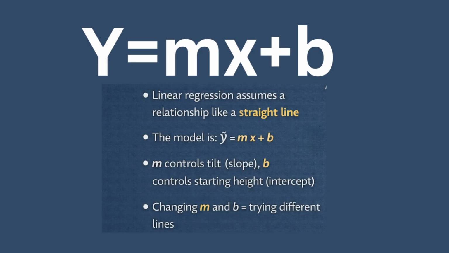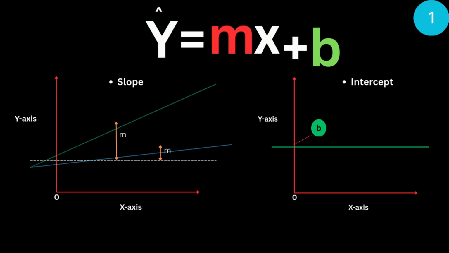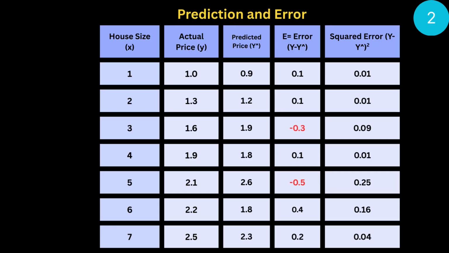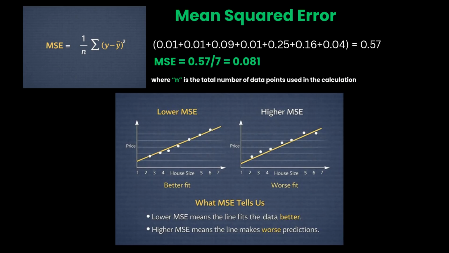This started with a simple equation. Y equals mx plus b. And look where we ended up. Here's everything we've learned in this video. 1. The foundation. We understood what a straight line really means. Slope controls tilt. Intercept controls vertical shift. 2. Prediction and error. We learned how predictions are calculated. We measured error. We squared it, and we built the mean squared error loss.